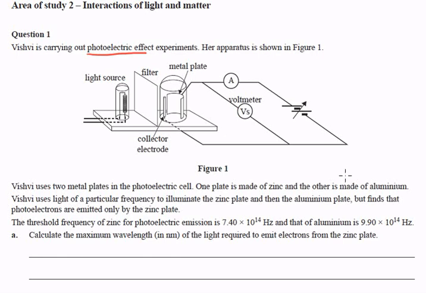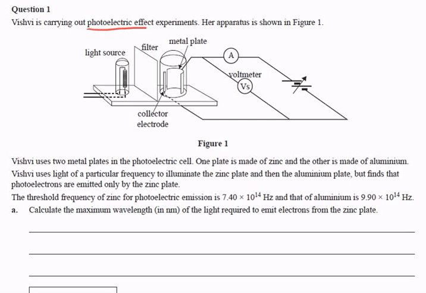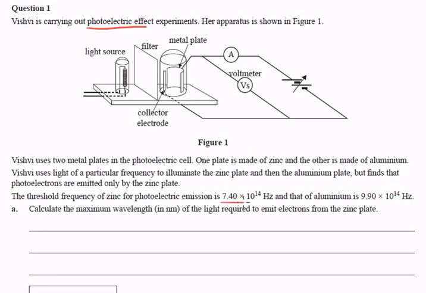So they're different plates, they'll have different work functions. VCE uses light of a particular frequency to illuminate the zinc plate and the aluminium plate, but finds that the photoelectrons are only emitted by the zinc plate. The threshold frequency for zinc is this, and aluminium is this. Calculate the maximum wavelength of light required to emit electrons from the zinc plate.